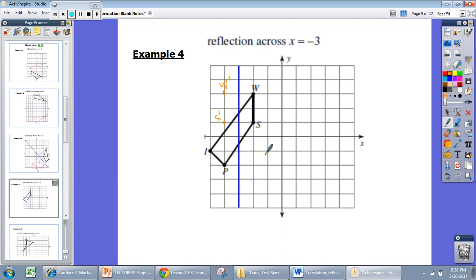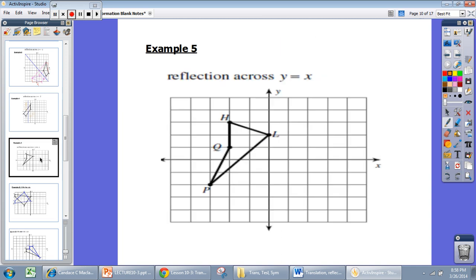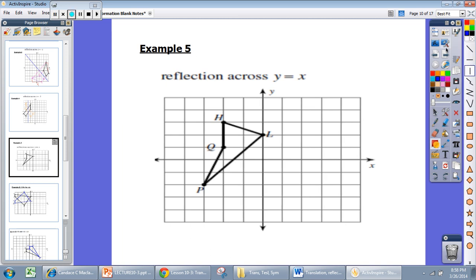I is 2 away, so I need 2 away. And then P is 1 away, so we're going to do 1 away. Okay, and then just connect them. Ooh, that one was pretty good. Alright, let's see. Y equals X. Alright, so this is the opposite of our one that we did with Y equals negative X.